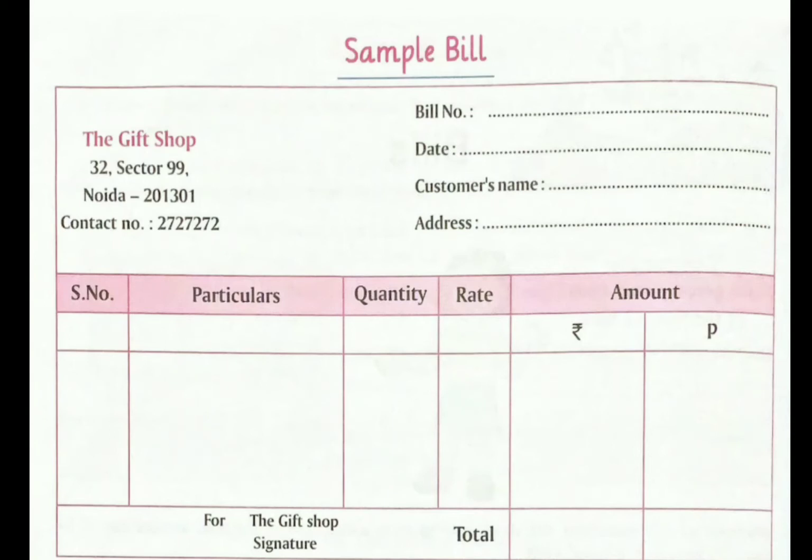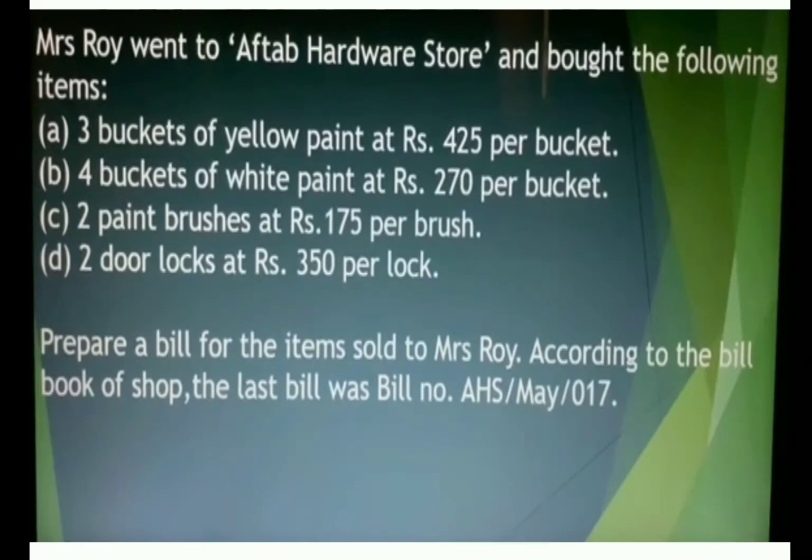Clear? Now we will do one example which is already given in the book. The example is Mr. Roy went to the Aftab hardware store. Mr. Roy is the customer and Aftab hardware store is the store name. He bought the following items: 3 buckets of yellow paint at rupees 425 per bucket, 4 buckets of white paint at a rate of 270 per bucket, 2 paint brushes at rupees 175 per brush, and 2 door locks at rupees 350 per lock.